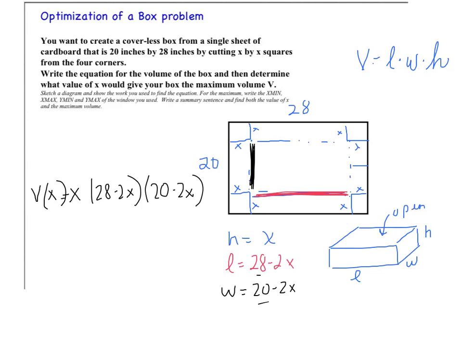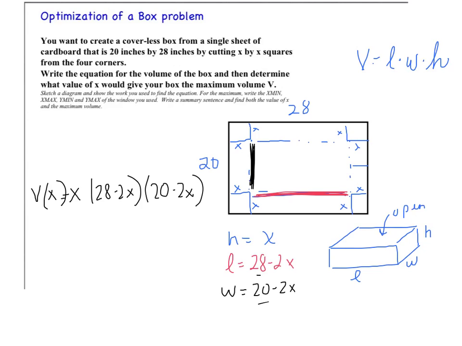Do not take the time to multiply this out. Instead, put this function, x times (28 minus 2x) times (20 minus 2x), with the parentheses and everything, in y1. So go ahead and do that. Put that in y1. And you can stop because I'm going to keep talking here.